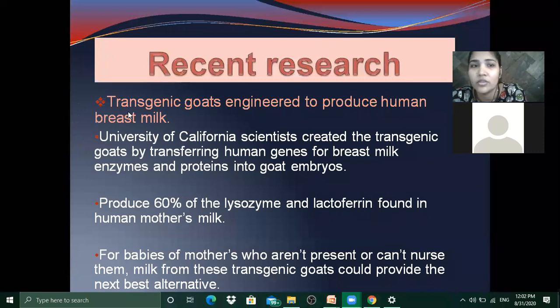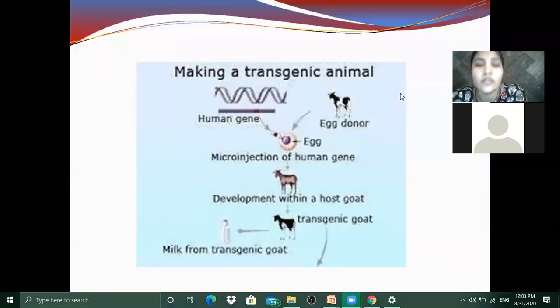Then recent research. Transgenic goats engineered to produce human breast milk. Okay. So University of California scientists created a transgenic goat by transferring the human gene for breast milk enzymes and proteins into the goat embryo. Very cutting edge research, I would say. They produce 60% of the lysozyme and lactoferrin found in human mother's milk. For babies of mothers who aren't present or can't nurse them, milk from this transgenic goat could provide the next best alternative. Okay, so this is what they have done.